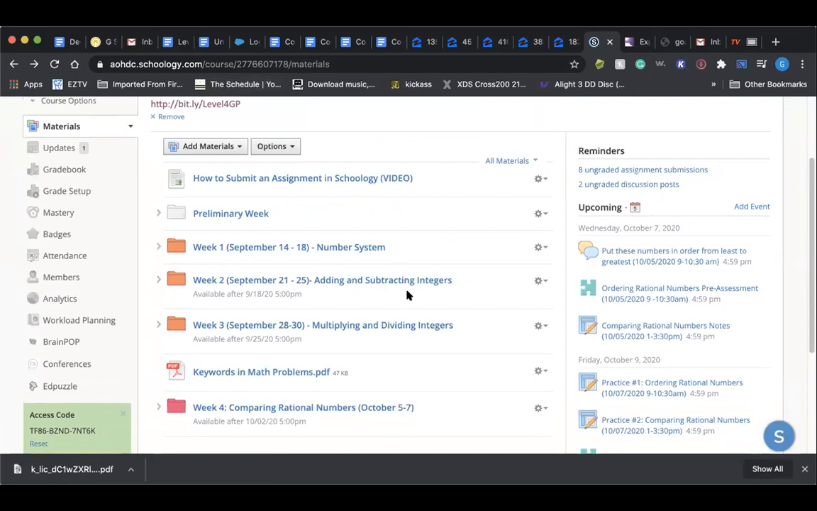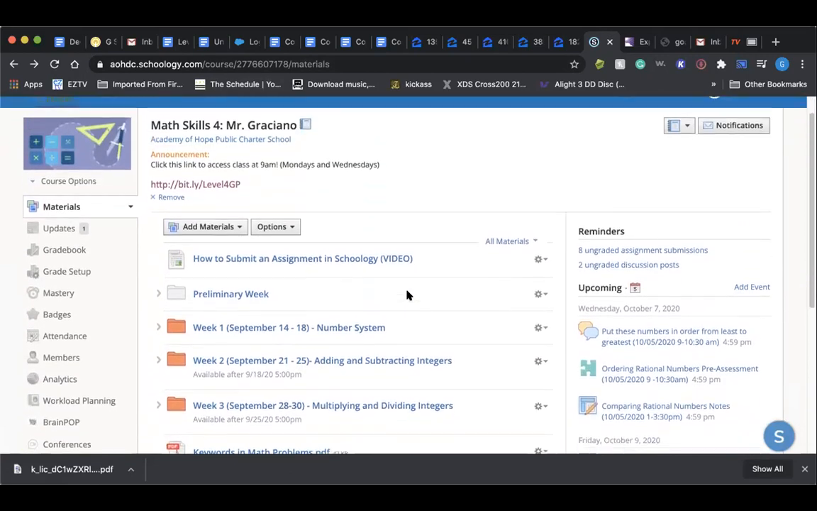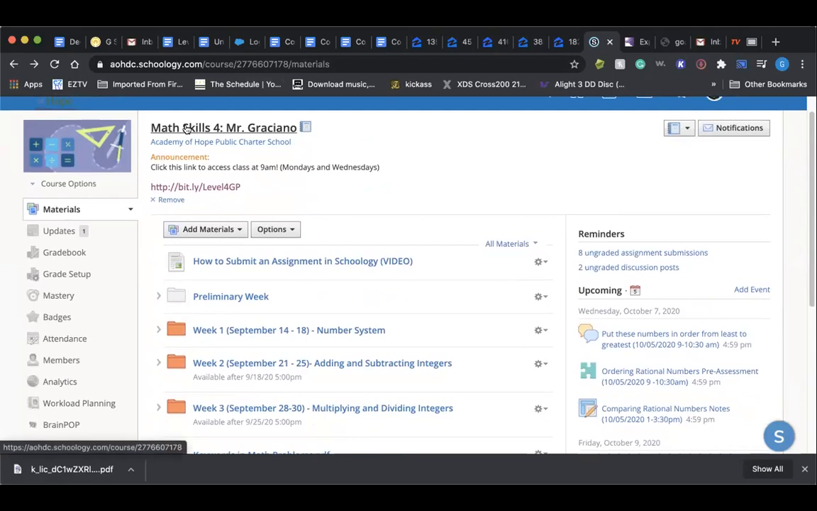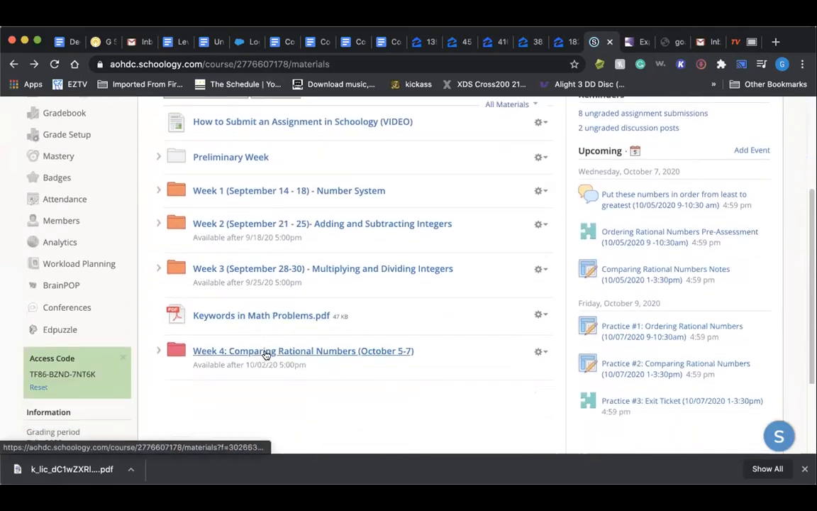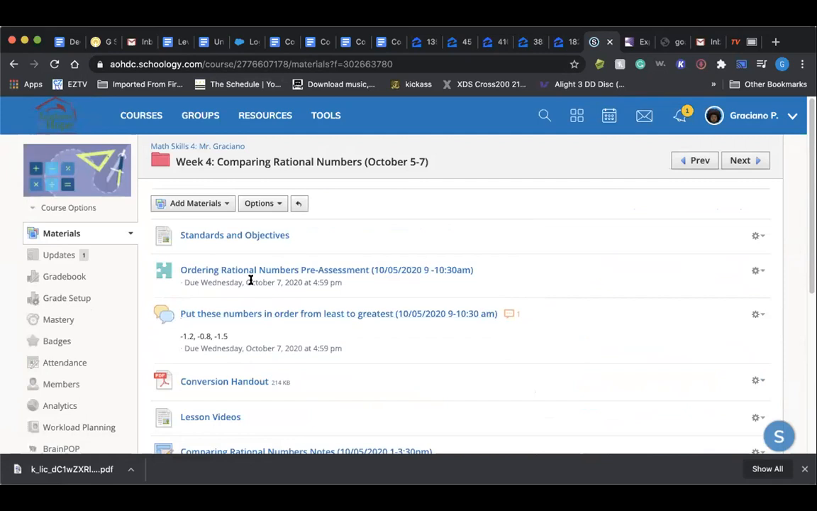A couple of you are not in the pre-assessment, so just a reminder of how to get there. You're in Math Skills 4 with my name, red folder for week 4. And then you should be doing this pre-assessment here at the top.